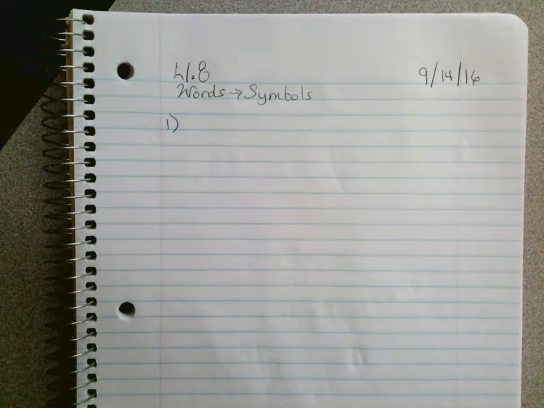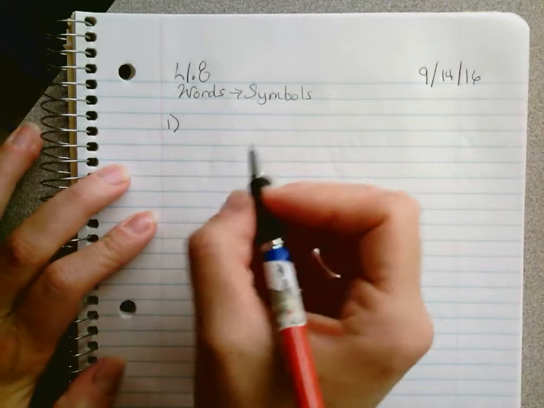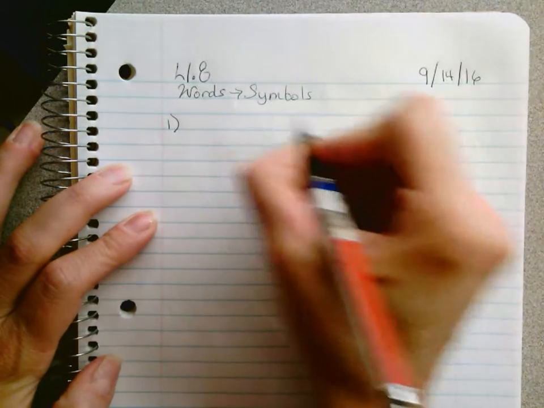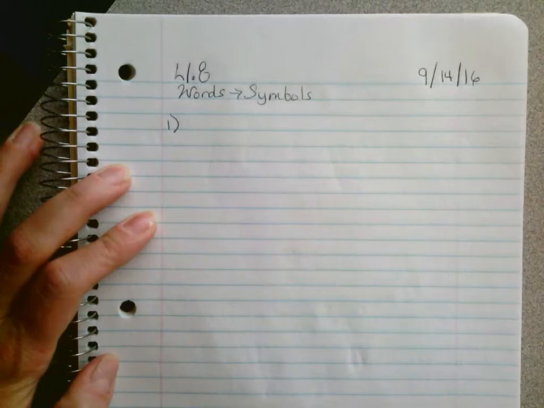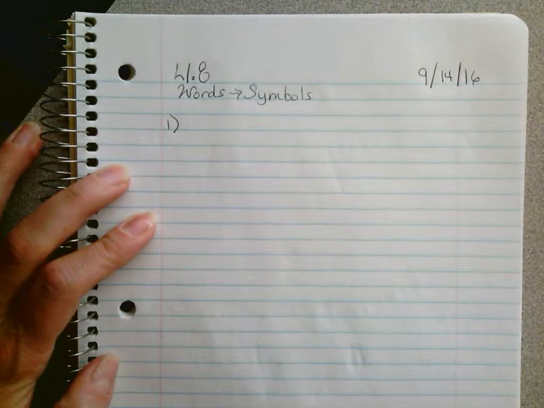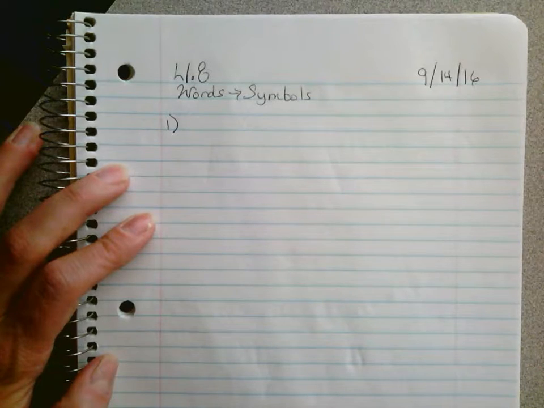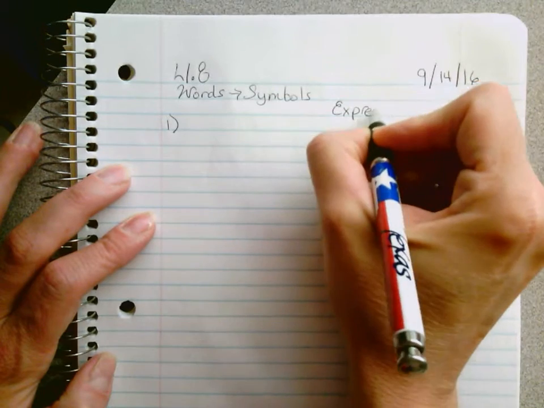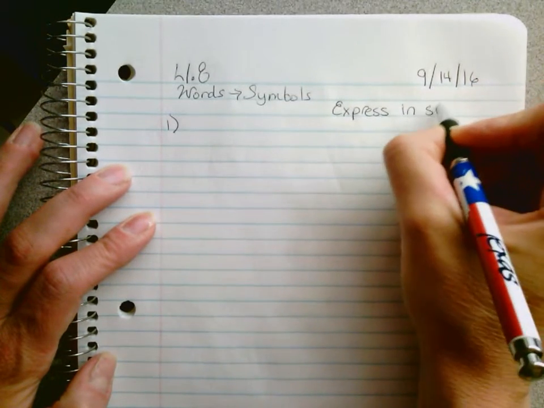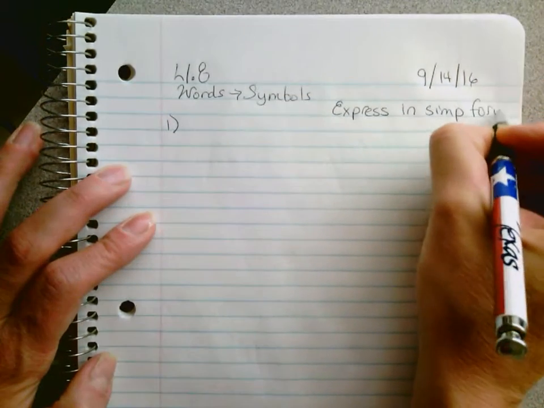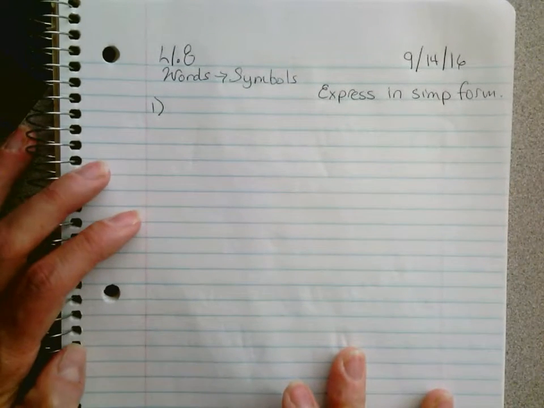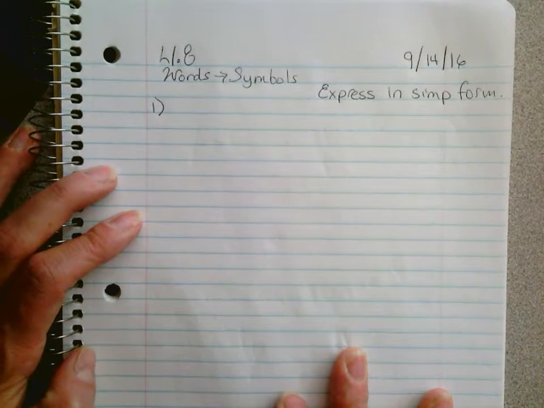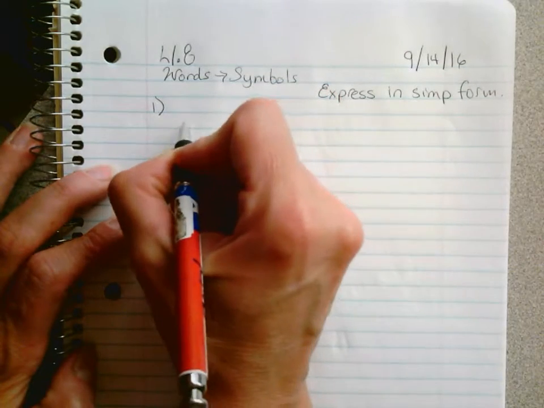Here's example 1. Remember, these are similar to what you have, but what they're asking for in most of this is for you to express an answer in simplest form, based on the variable they give you. And I'll illustrate what that means. Express in simplest form. So the first one is rather simple.